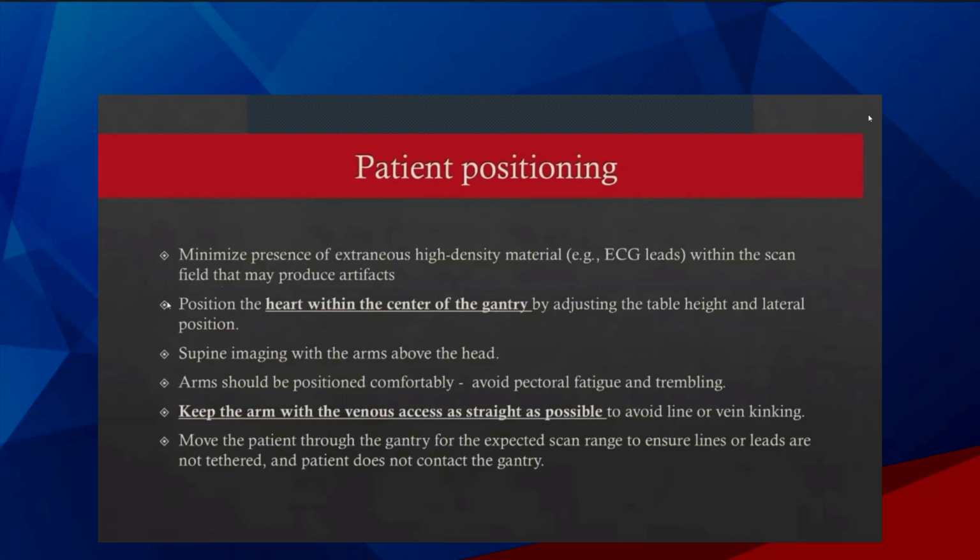It's very important to position the heart within the center of the gantry by adjusting the table height or lateral position, because most people with normal body habitus, their heart is slightly to the left and more toward the anterior of the chest. So it goes against conventional CT positioning. If you're positioning for another type of test, you want to make sure the heart is right within the center of your scan field of view, so that there's no chance of missing or clipping anatomy.